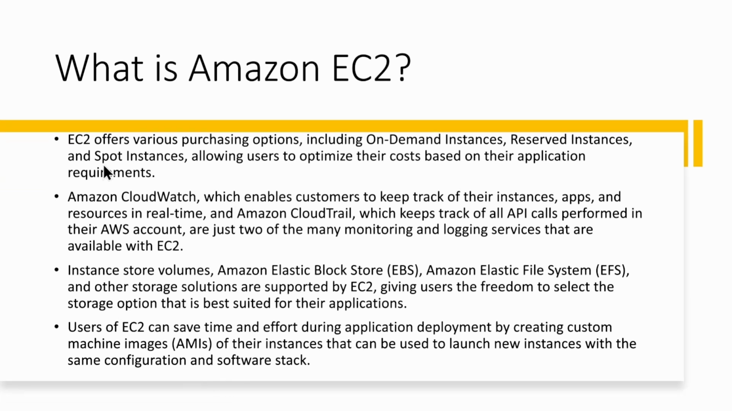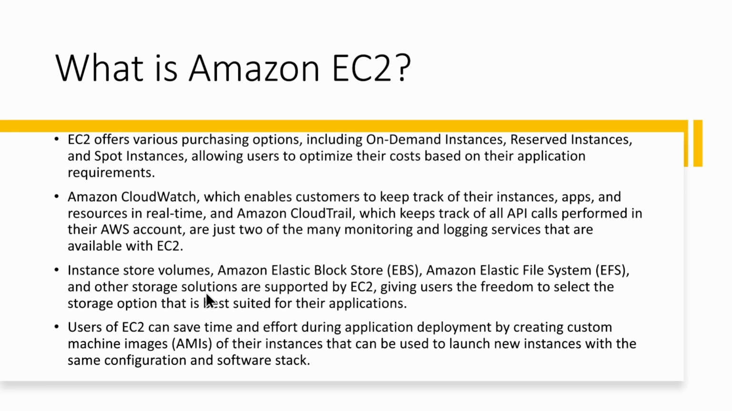Now, these are some more points which I would like to discuss. So, EC2 offers various purchasing options. You have on demand, reserved instances, and spot instances, allowing users to optimize their cost based on their application requirements. Very simple and easy point. Now, what are CloudWatch and CloudTrail? They are basically the monitoring and logging services which are available with EC2.